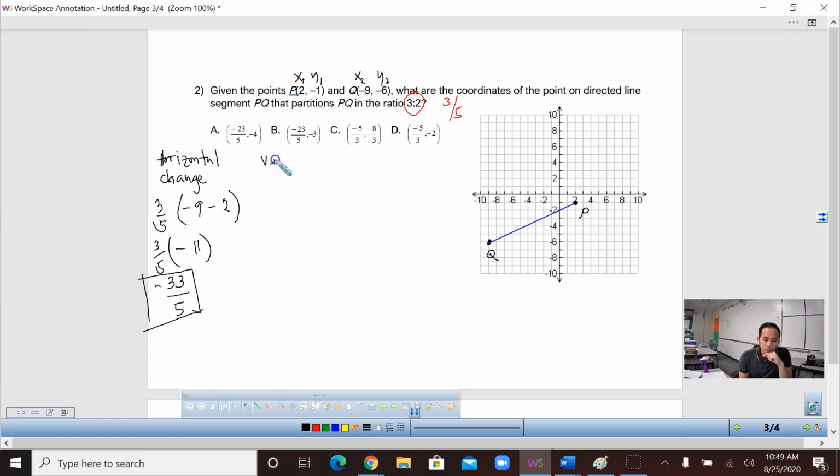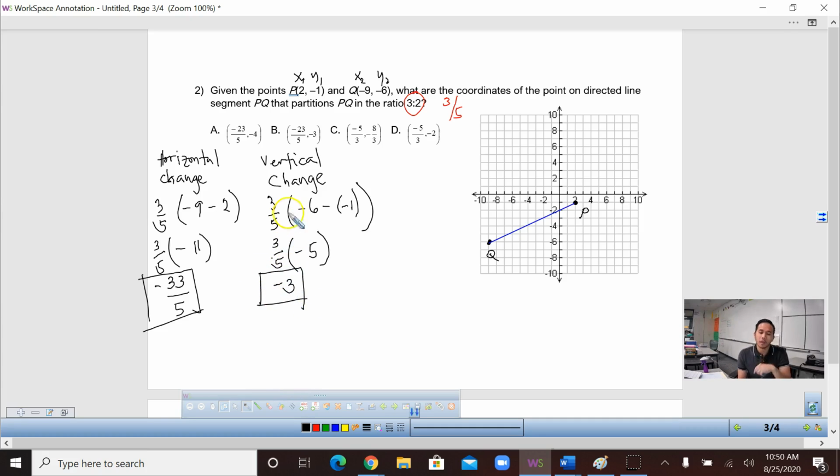And then for vertical change, your vertical change will be 3/5 times (-6 minus -1). -6 minus -1, that is -6 plus 1, will give me -5. And 3/5 times -5 will give us -3. Right? We'll be using that again.